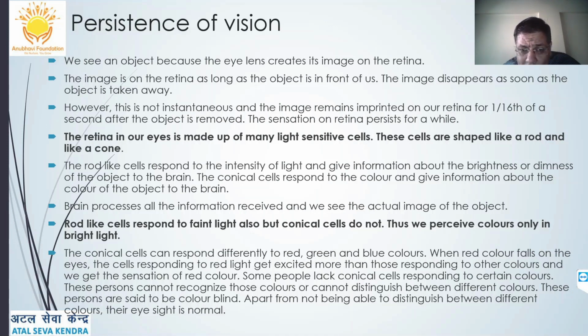The retina in our eyes is made up of many light sensitive cells. These are rods and cones, okay, and they help to understand the intensity of light. The rods respond to the intensity of light and give information of the brightness or dimness, while the cone cells are for color and daylight vision. The brain processes all the information and we see the actual image of the object. Rod-like cells respond to faint light, but conical cells do not. Thus we perceive colors only in bright light or daylight.